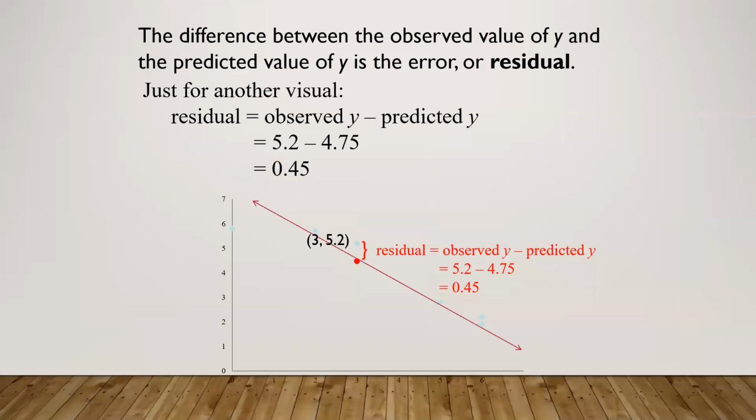Here's just another visual of this. This is a different example, just so you can still see this idea of a residual or an error. Here's another line, and these are actual data points. If this is the real data value right here, and this is the predicted value on the line, that we call y hat, and the real value is 5.2 and the model says you should have got 4.75, this difference is the error. That's all it is.